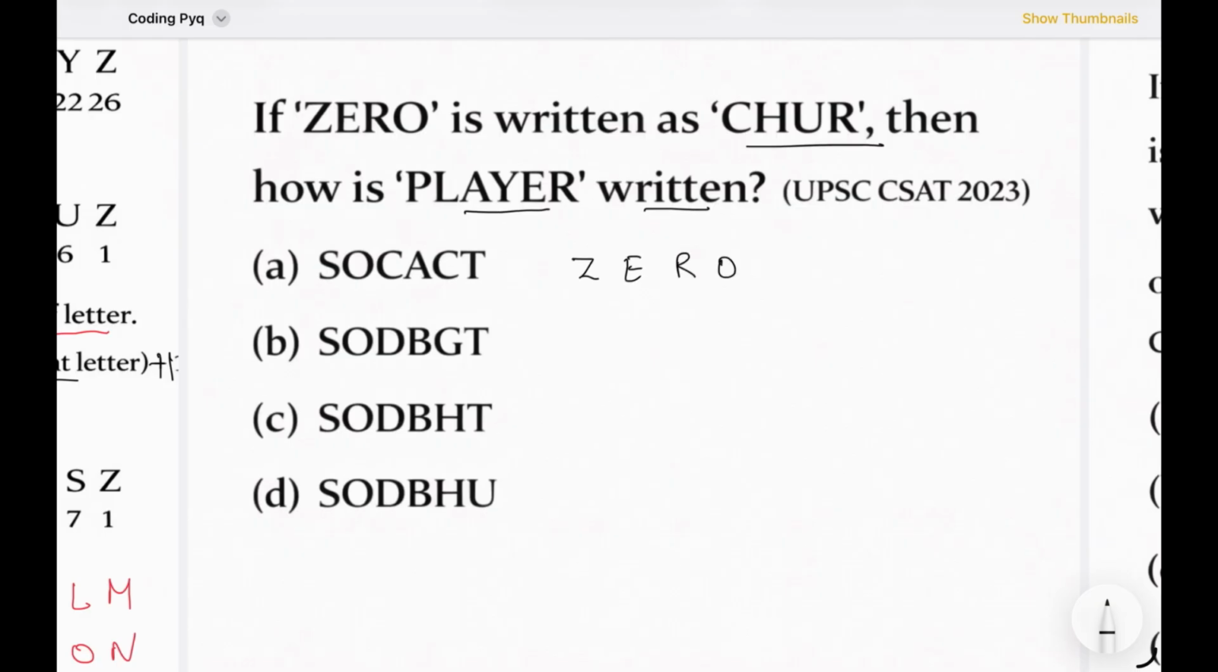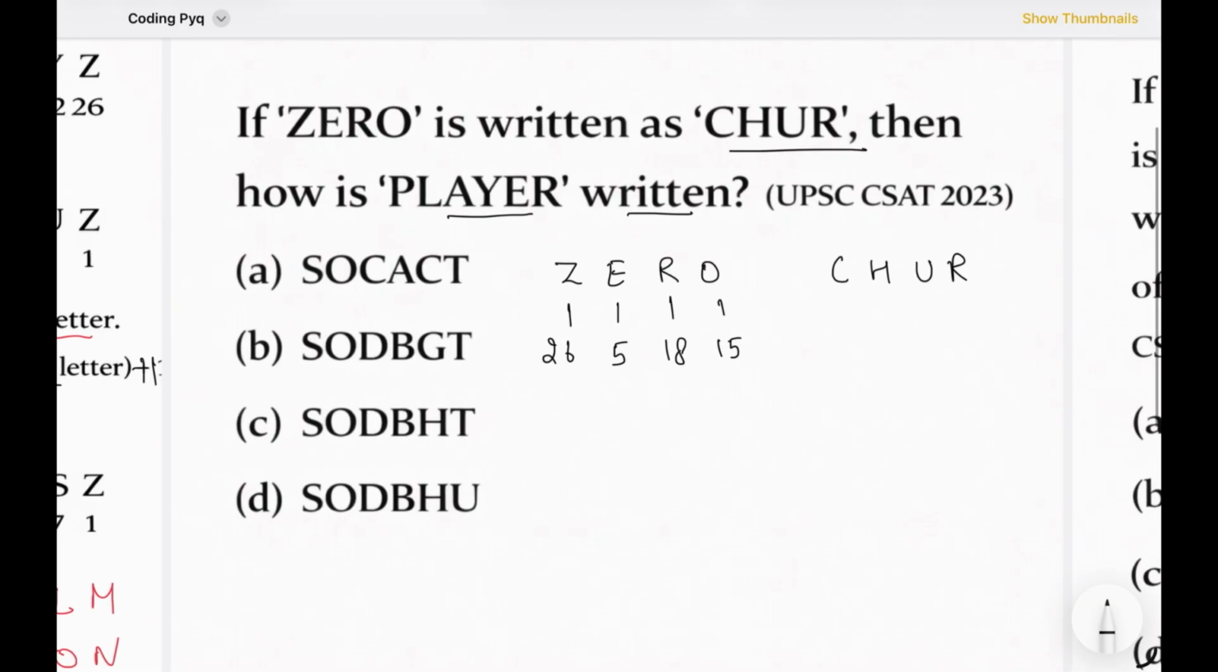ZERO is represented as CHUR. Now Z is on 26th, E is on 5, R is on position 18, and O is on 15. C is on 3, H is on 8, U is on 21, R is on 18.